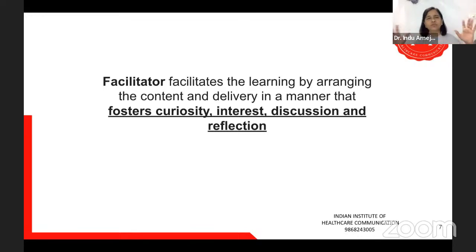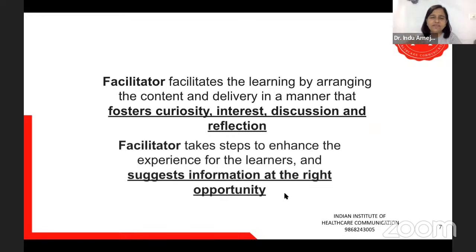So the facilitator would facilitate the learning by arranging the content and delivery in a manner. It's not that the facilitator also has no idea and is just sitting and asking questions; they would have a set of knowledge or skill or some information to be imparted. But the delivery is done in such a manner which fosters curiosity, interest, discussion and reflection. And then at the right point of time, the facilitator will give the information in such a manner that it integrates with the existing knowledge or understanding, and it enhances the learning of the participant.